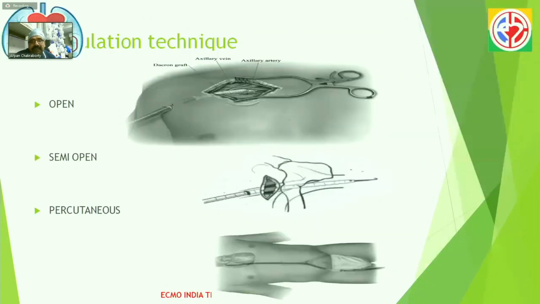So as we know, the cannulation techniques might be open, where you need a surgeon to be present, or semi-open, semi-Seldinger, which is many times used. Or percutaneous. Most commonly we do the percutaneous approach, with previously placed cannulas, or during CPR you can put the cannulas at that point of time.